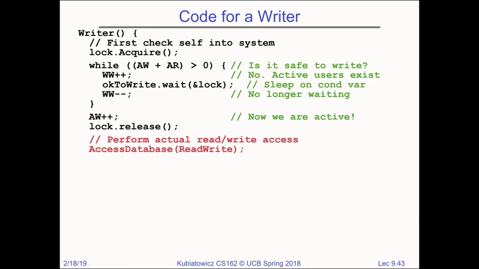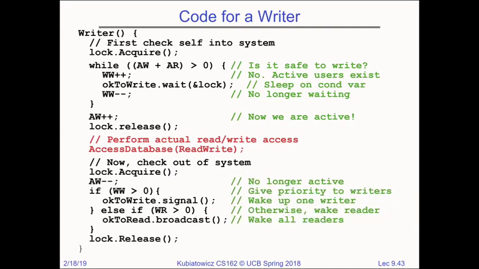Okay, now, hopefully there's something that you're worried about here, which is like maybe waiting readers. We'll get to that in a second. And what do we do on exit? Well, I'm done writing, so now I grab the lock. I'm no longer an active writer. And I say the following. If there's a waiting writer, go ahead and signal them, one of them. Otherwise, if there's a waiting reader, go ahead and broadcast to all of them. Go ahead, wake up. Anybody who's a waiting reader, time to go. And then I release the lock.